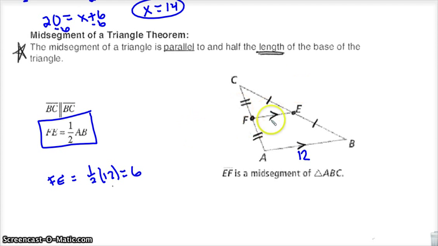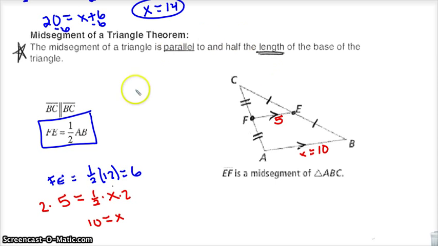Along the same lines, if I were given instead the length of FE, and let's say that's 5, I can work backwards and say that 5 is equal to 1/2 times x. I would simply multiply both sides by 2 to find out that x is equal to 10.